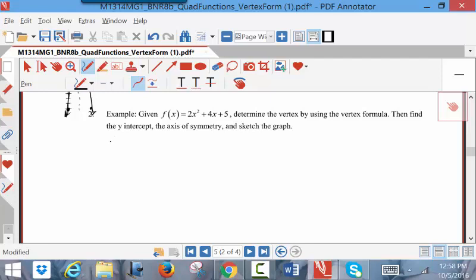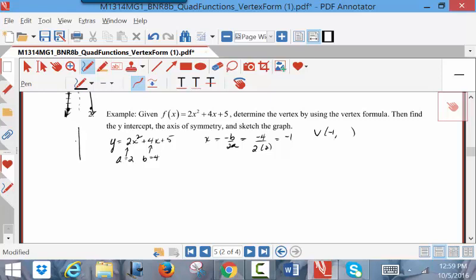Okay, so if it is y equals 2x squared plus 4x plus 5, then my a is 2 and my b is 4. And I only need the b and the a in order to get the vertex by the vertex formula. So the x value of the vertex, which I need to memorize, is negative b over 2a. Well, that is negative 4 over 2 times 2, which is just negative 1. So the x value of the vertex is negative 1.